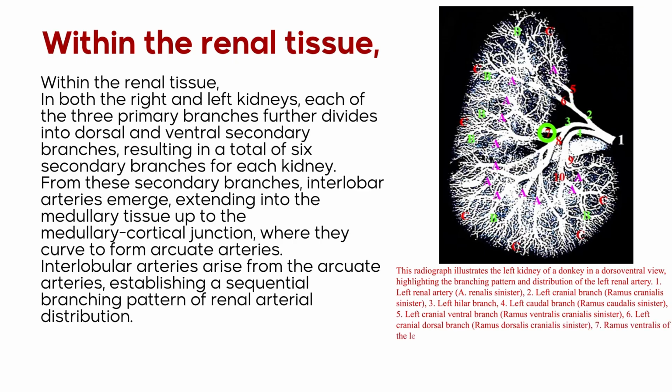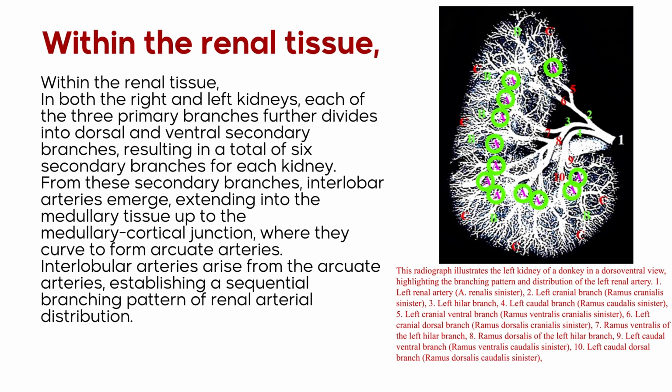7. Ramus ventralis of the left hilar branch. 8. Ramus dorsalis of the left hilar branch. 9. Left caudal ventral branch, ramus ventralis caudalis sinister. 10. Left caudal dorsal branch, ramus dorsalis caudalis sinister. A. Interlobar arteries, arteriae interlobares. B. Arcuate arteries, arteriae arcuatae. C. Interlobular arteries, arteriae interlobulares.